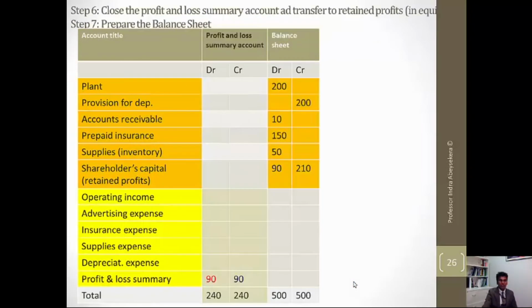We now need to close the profit and loss summary, which is also a temporary account. It has a debit. To close it, or to make the account balance 0, we credit 90. When we credit 90, we need to debit somewhere. We debit shareholders' capital, retained profit account, 90.